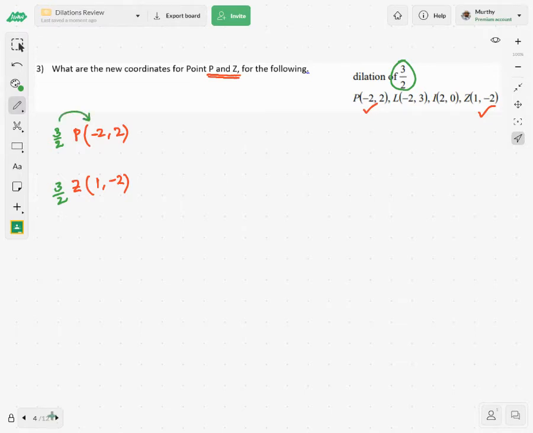Now, if you can do this mentally, that's fine, or else make use of a calculator. So 3 over 2 multiplied by negative 2. There are two ways. Straight away you can multiply numerator with numerator, I mean, these two can be multiplied, then divide by 2. So 3 times negative 2 gives me negative 6 over 2, which is negative 3.